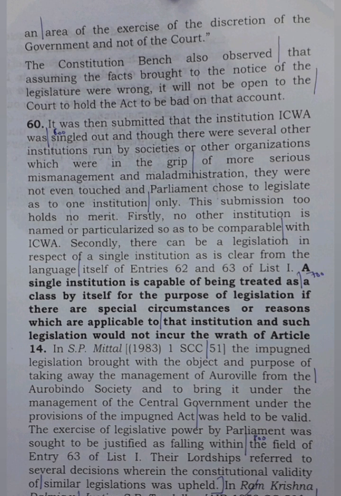Article 14. In SP Mittal, 1983 1 SCC 51, the impugned legislation brought with the object and purpose of taking away the management of Auroville from the Aurobindo Society and to bring it under the management of the central government under the provisions of the impugned act was held to be valid. The exercise of legislative power by Parliament was so to be justified as falling within the field of entry 63 of List 1. Their lordships referred to several decisions wherein the constitutional validity of similar legislations was upheld.